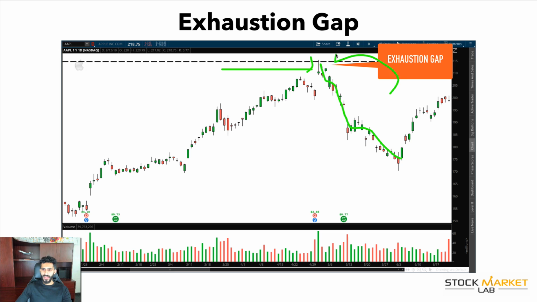Obviously, for people that have been trading Apple or have been trading for a while, you understand that here there was market news and market sentiment that caused that. But that exhaustion gap with the candle formation right here is kind of helping our play much, much better.